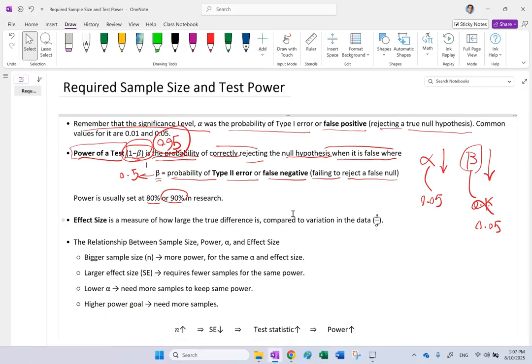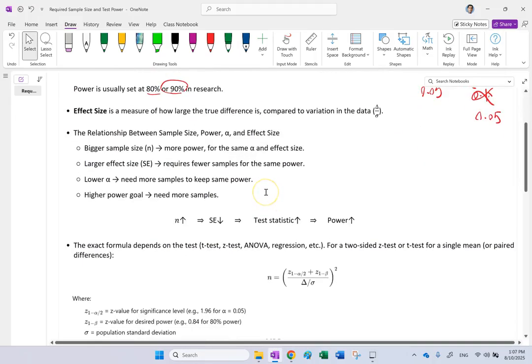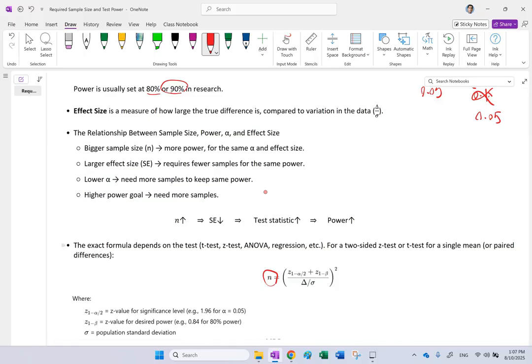Good. So these are the two numbers. Now, you might ask, what does it have to do with the sample size that you need to perform a test? I'm going to show you that. If you are doing a two-sided z-test or t-test for a single mean, so a one-sample t-test or z-test, two-sided, two-tailed. It could be a paired t-test as well, because a paired t-test is similar to a single mean t-test.